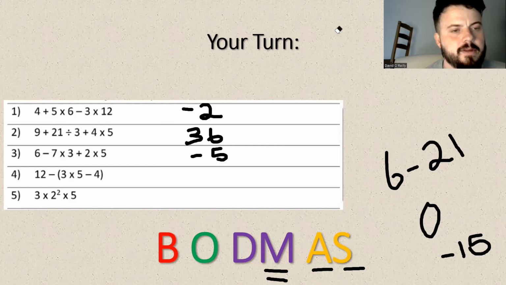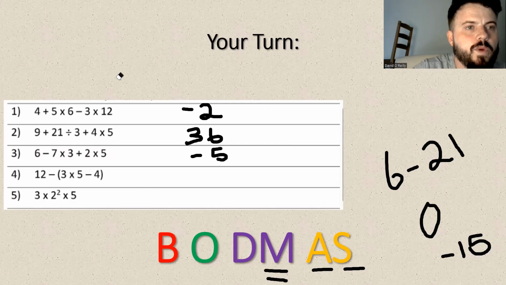6 minus 7 times 3 plus 2 times 5 is minus 5. Okay, it's correct. Let's look at the next one. We have got 12 subtract 3 times 5 subtract 4.